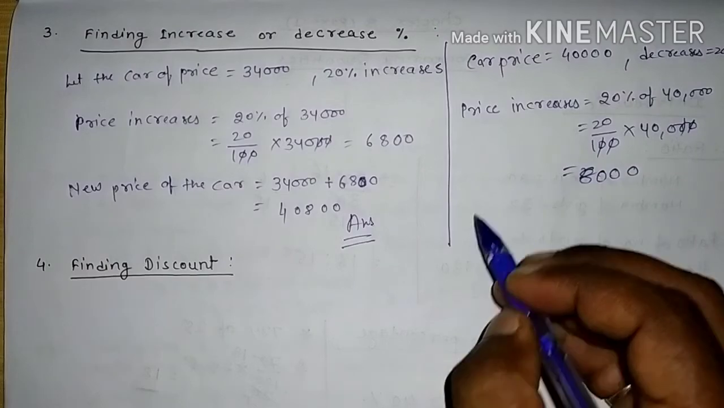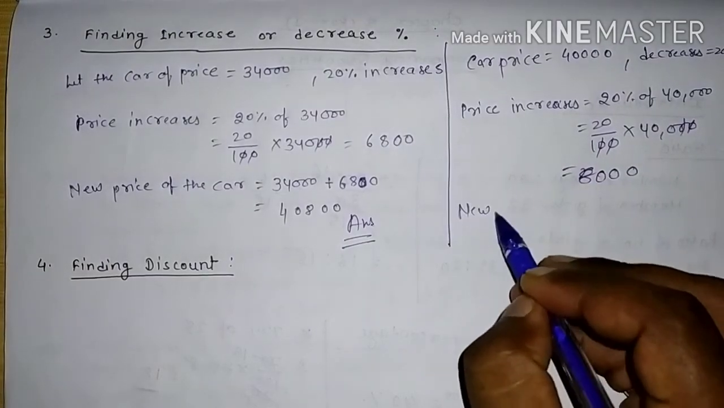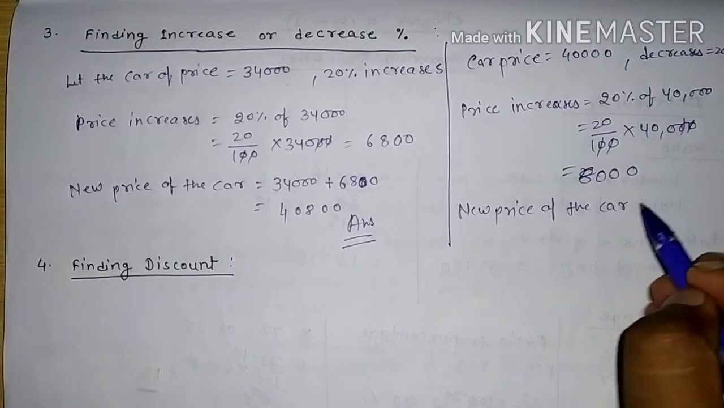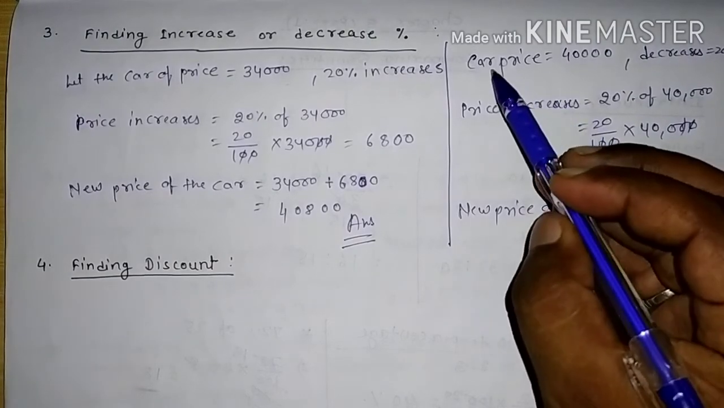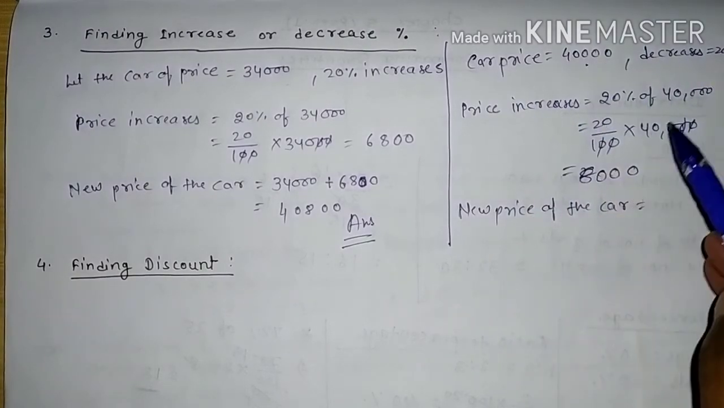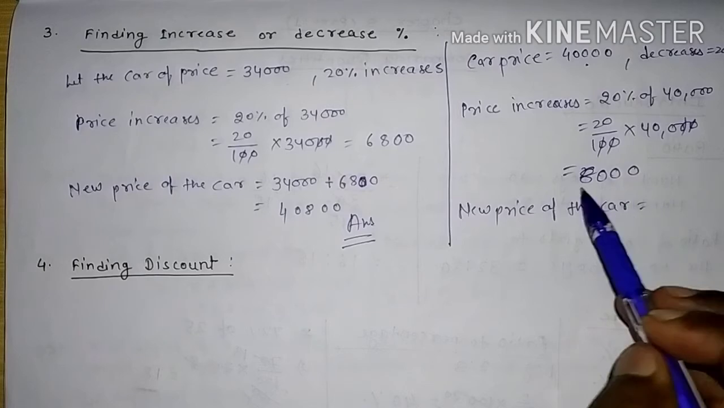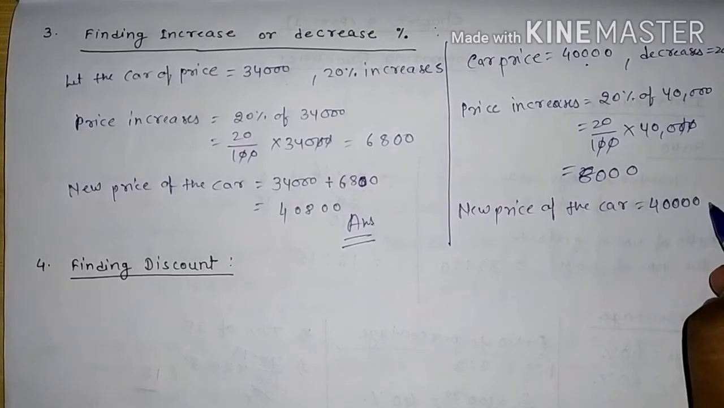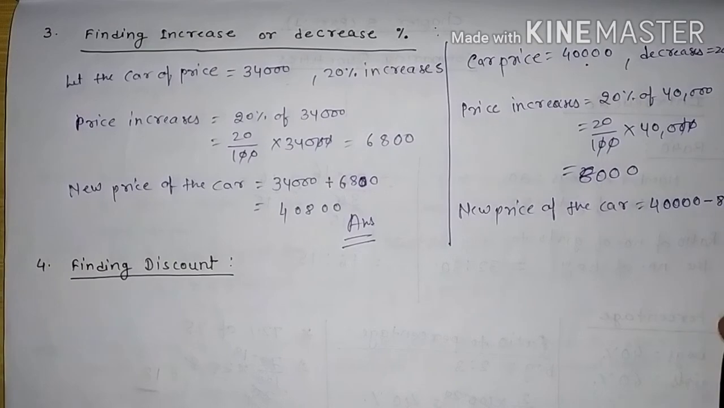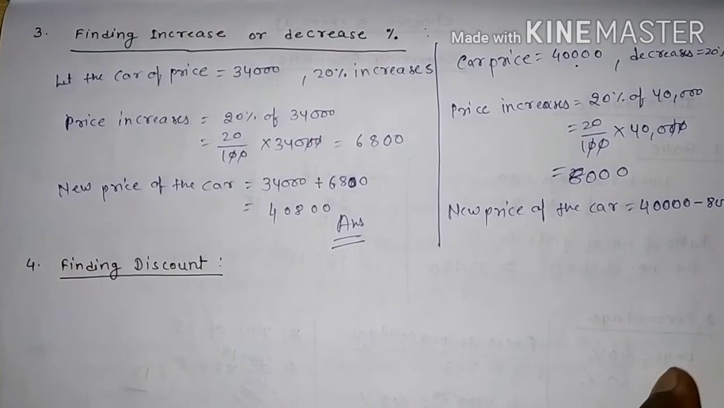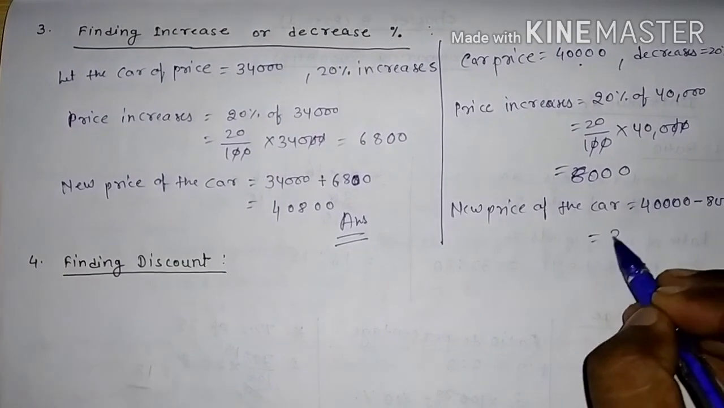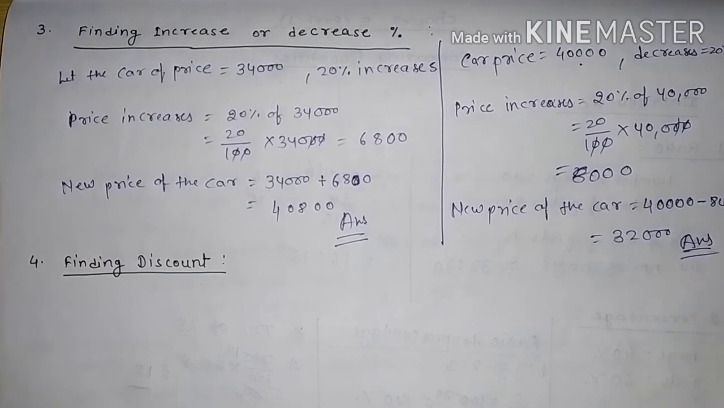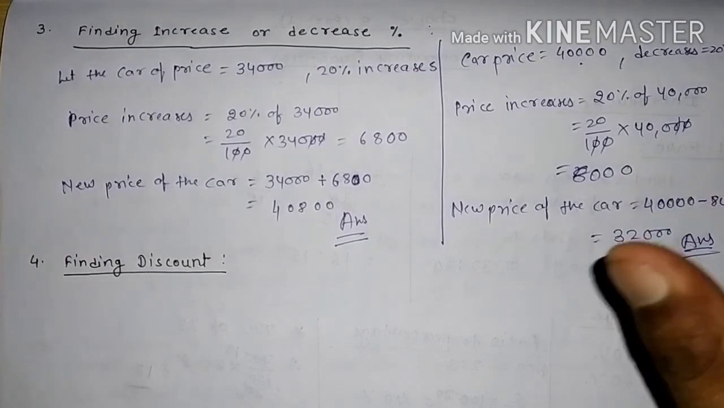So the new price of the car is equal to the old price 40,000 minus the decrease of 8,000. So just subtract it, 40,000 minus 8,000. So this is 32,000. This is the answer. Now it's very simple how to solve these types of questions.